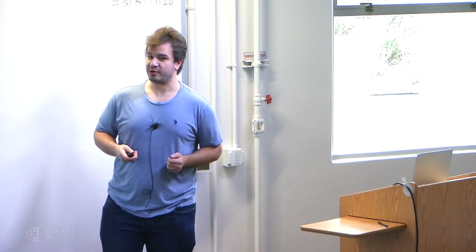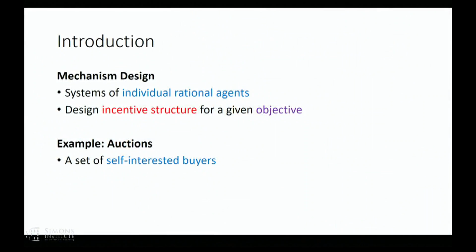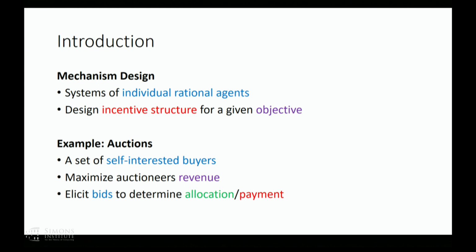The most famous example of this is auctions. We have a set of self-interested buyers. They're interested in an item that the auctioneer wants to sell, and the auctioneer's goal is to maximize the revenue. But given there are multiple people here that are interested in other topics where mechanism design is applicable, let me give you some more examples. The way to achieve this is to elicit bids to determine the allocation and the payment.